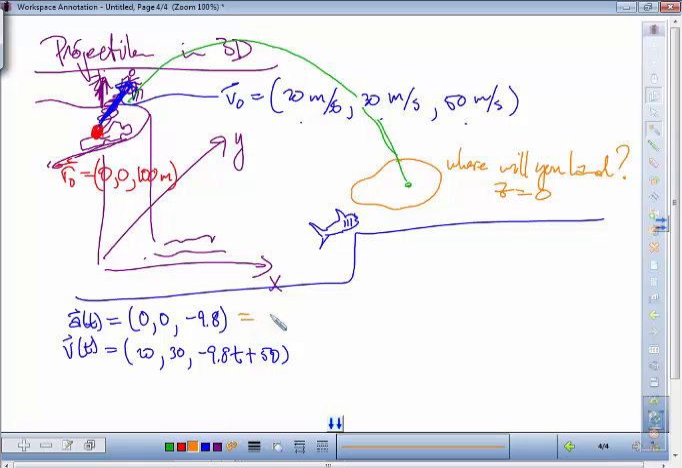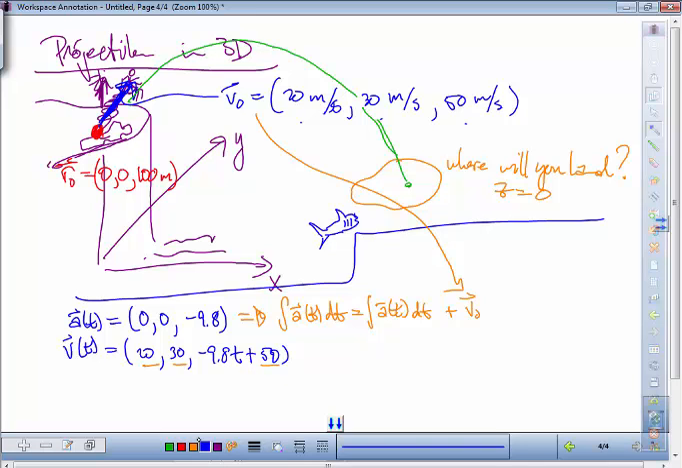And if you just want to remind yourself, when you integrate this, you're going to get essentially your acceleration vector plus your initial velocity. And so that's how you get the components from your initial velocity.